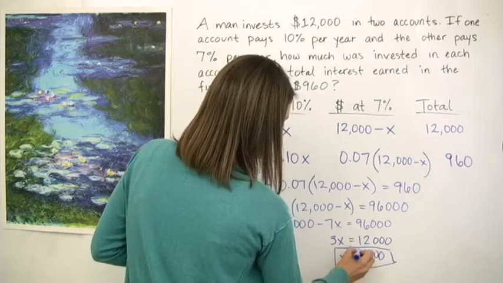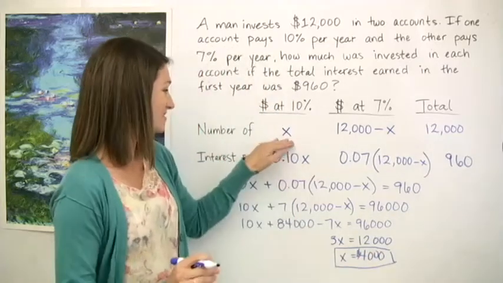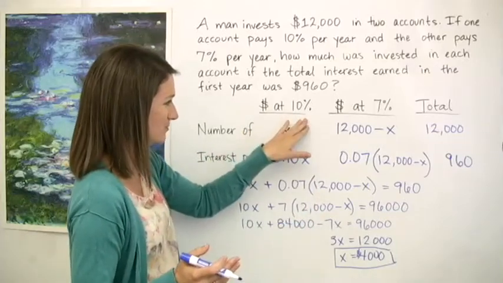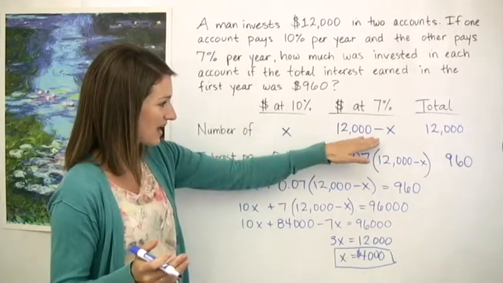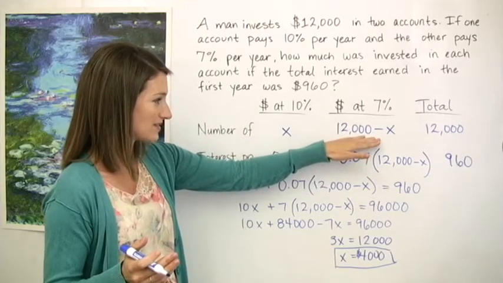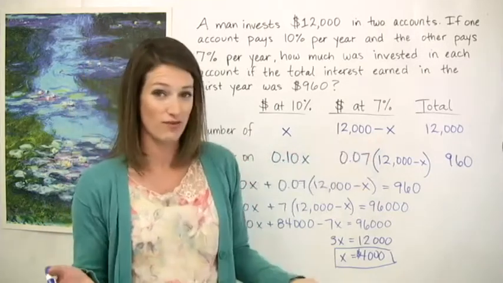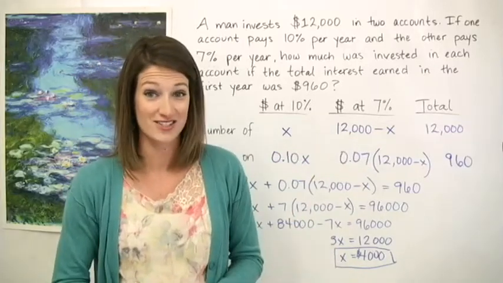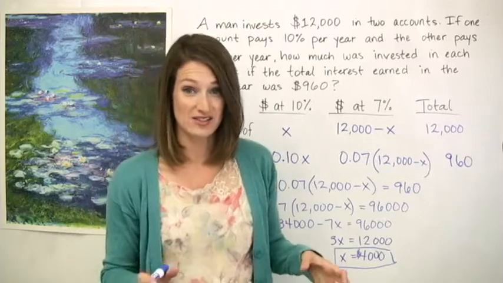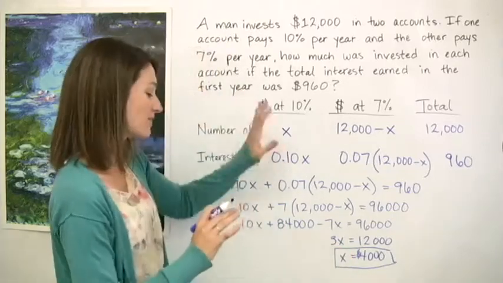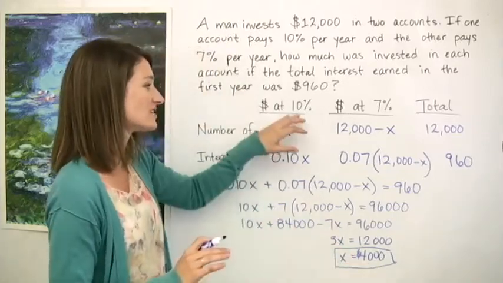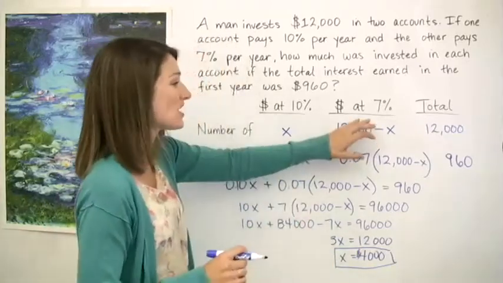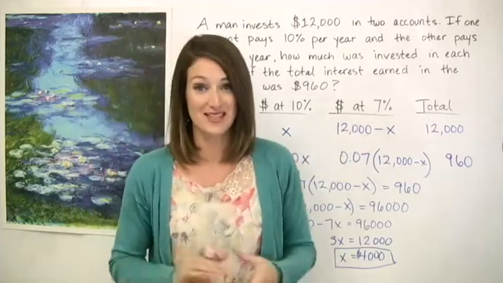Add in our units. So $4,000, that's the total amount that he invested in this first account that pays 10%. Now for the second account, we find the total amount by subtracting 4,000 from 12,000. So the second account, he's invested $8,000. If we were to write out our answer in a complete sentence, we'd say that the man invested $4,000 into that first account that pays 10%, and the man invested $8,000 into the second account that pays 7%.